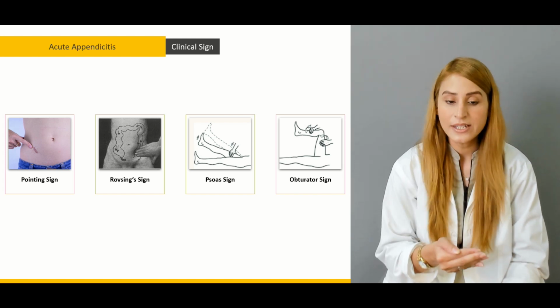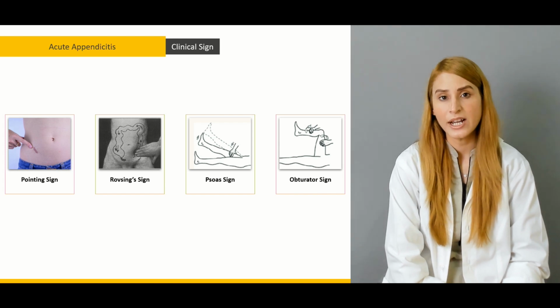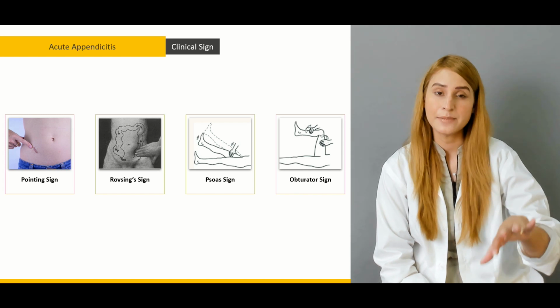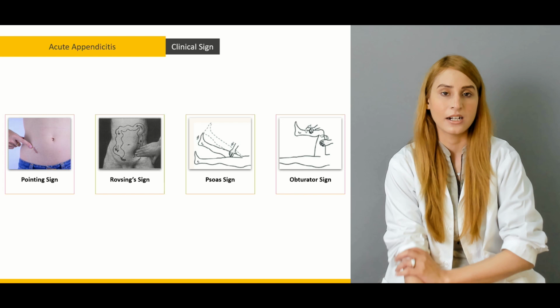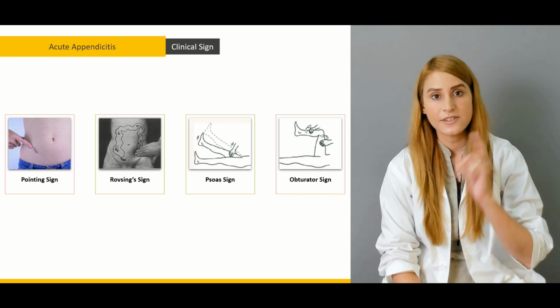So what you do in a Rovsing sign, you do a deep palpation at the left iliac fossa, and then the patient says that I have got a pain in the right iliac fossa. The other sign is a Psoas sign.